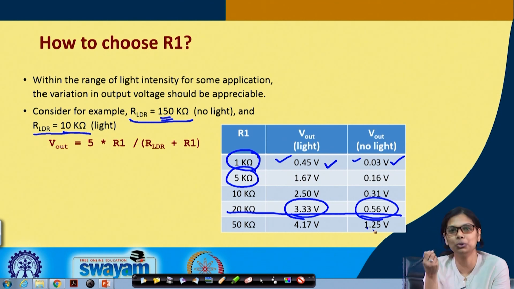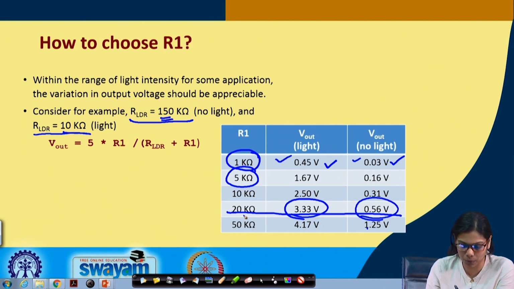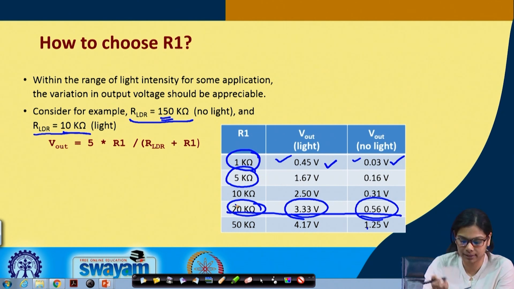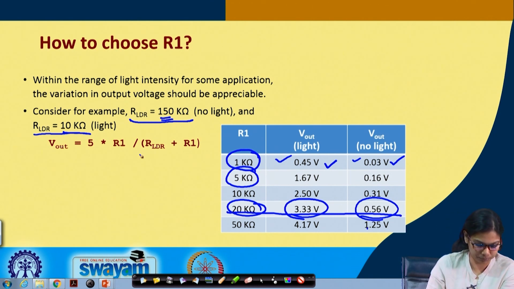So how you choose this value of R1 is somewhat important. Please take this into consideration, and you can do this calculation by using a multimeter to read the value of this R1 and LDR value depending on light and no light, and then you can work out this example.